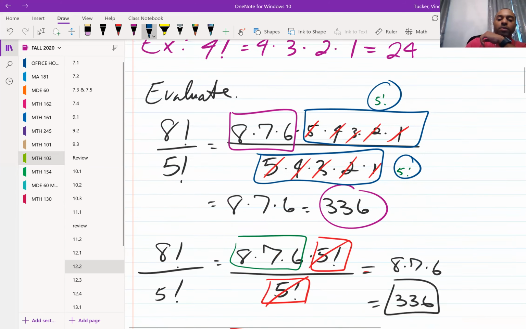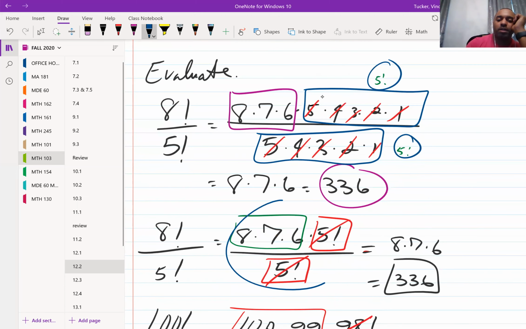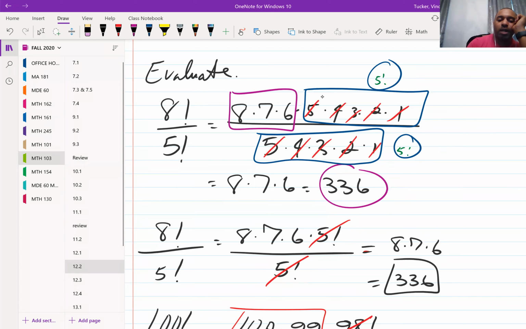So what we can do is look at it this way. We would take the 8 factorial down to just 5 factorial, because that's what we had down here, and then cancel that out because we know that's what will ultimately happen anyway. That 5, 4, 3, 2, 1 exists inside of that 8 factorial. So those cancel and that leaves us with just 8 times 7 times 6, which is 336.